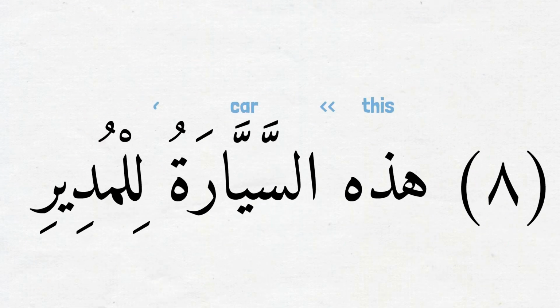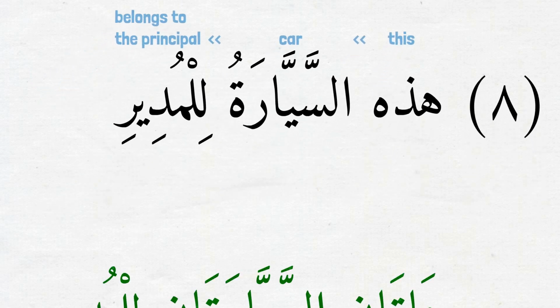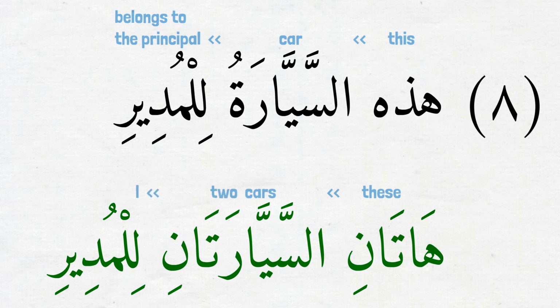Sentence 8. هذه السيارة للمدير. This car belongs to the principal. هذه السيارة للمدير. What will be the new sentence with duals? It should be هاتان السيارتان للمدير. These two cars belong to the principal. هاتان السيارتان للمدير.